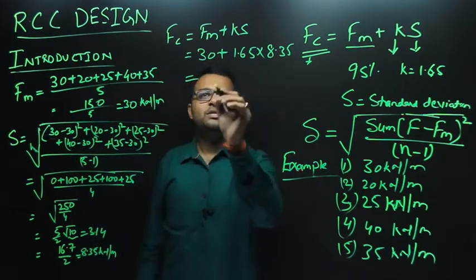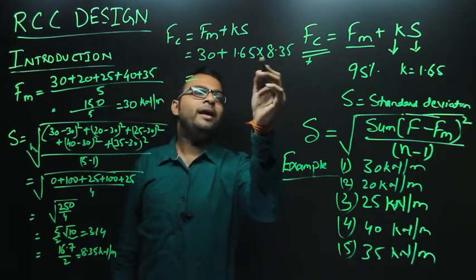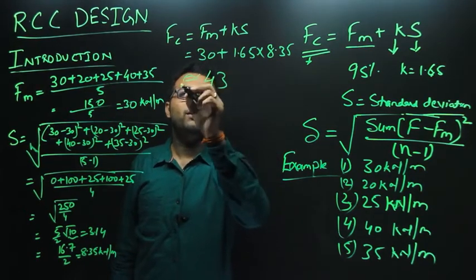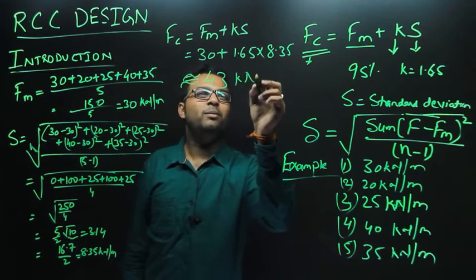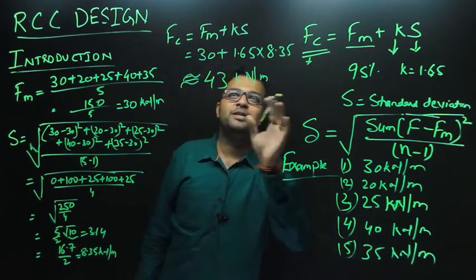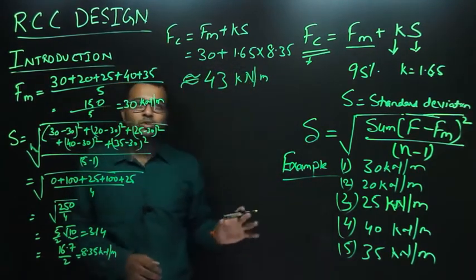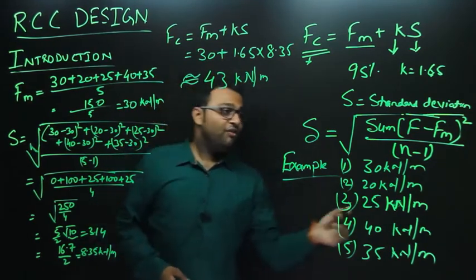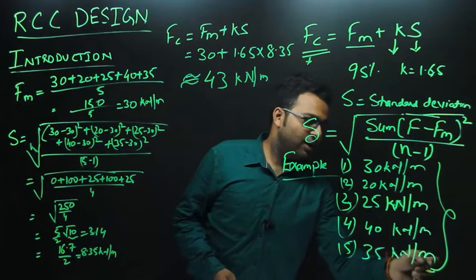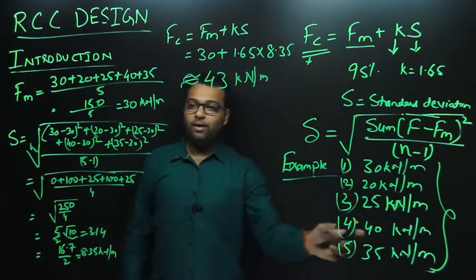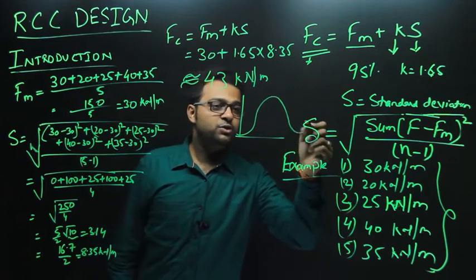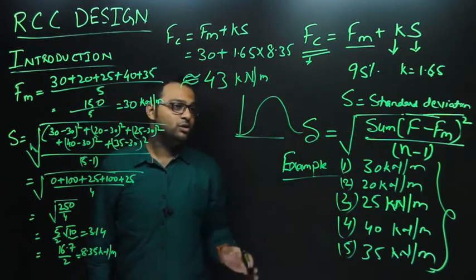So this will come out to be something in the range of 43 kilonewton approximately. You can do the mathematics. It's very trivial, it's basic arithmetic. So this will come around somewhere around 43 kilonewton per meter. Now, if I see this example, there are only 5 samples, whereas when I was talking about the graph, there are almost infinite values.